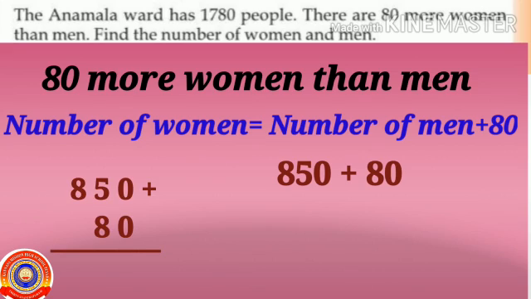Let's add 0 plus 0, 0. 5 plus 8, 13. 3 here and 1 is to be carried here. 8 plus 1, 9. 930. So, number of women is equal to 930.